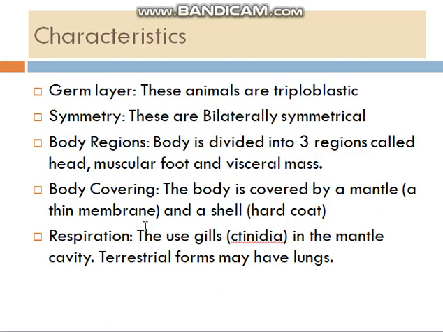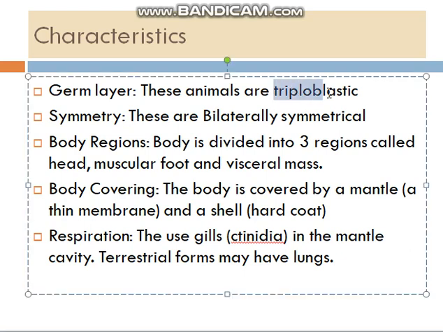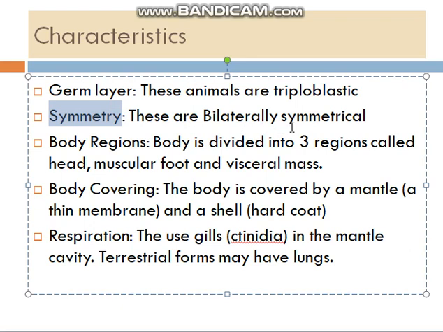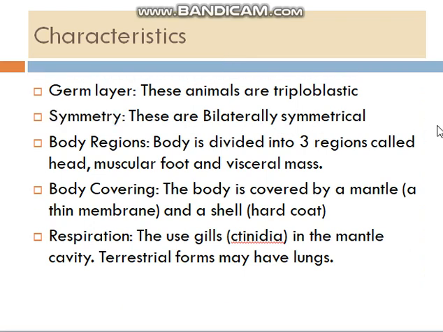If we talk about more characteristics, the germ layers, these animals are triploblastic. Triploblastic means that they have three body layers, which are ectoderm, mesoderm, and endoderm. Ectoderm, the outside layer, mesoderm, the middle layer, and endoderm, the inner layer. If we talk about the symmetry, then they are bilaterally symmetrical, which means that we can hypothetically divide their bodies into two equal halves.